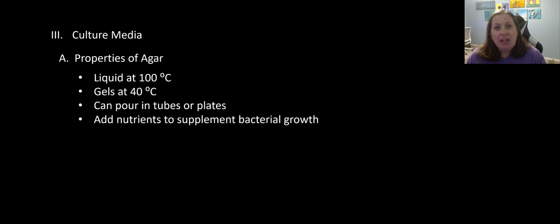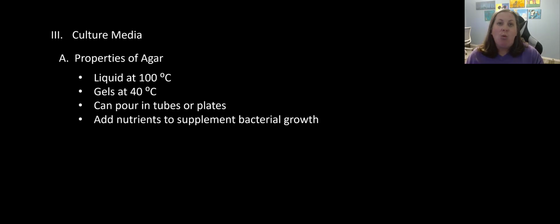So what kind of media do we need to use? What kind of requirements are needed? When we look at agar specifically, that jelly-like substance, there's a couple of things we need to note. When we heat it up to 100 degrees Celsius, that agar becomes liquid. It gels, or starts to become that semi-solid, at about 40 degrees Celsius. This allows us then to mix the agar and then pour it into tubes or plates to be used.